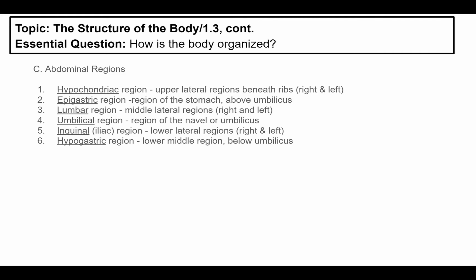And then the bottom 3 squares of a tic-tac-toe board would be your 2 inguinals or iliac regions, right and left, and below the belly button is your hypogastric. So hypo means below, epi means upon. So think of that above and below your belly button.